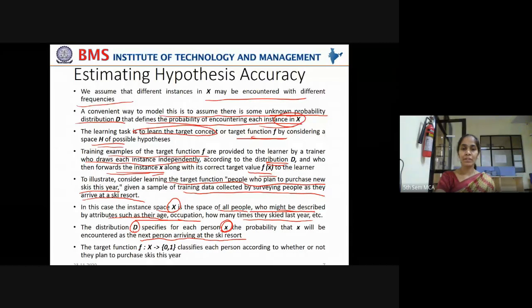Now the target function f, how do you model that? Each of the training instances in the training instance set capital X is mapped to either 0 or 1. If they buy the ski, it is 1, yes. If it is 0, no, they are not preferring to buy the ski. So it is 0, 1. Binary classification, yes or no, default or not, 0 or 1. Do you remember? It is a binary classification problem. The target function classifies each person according to whether or not they plan to purchase the skis.